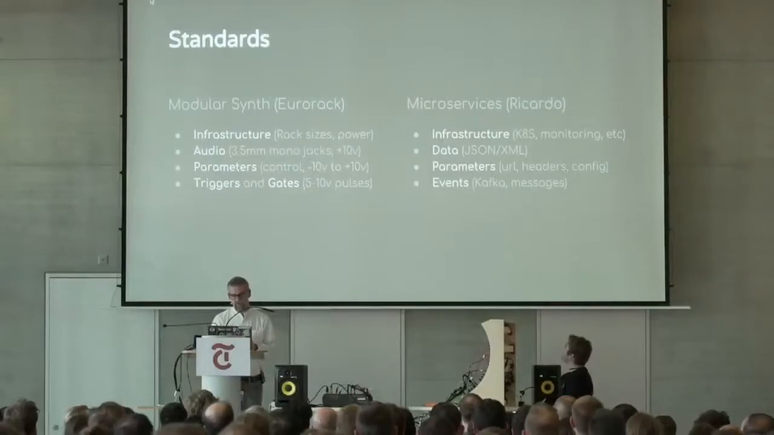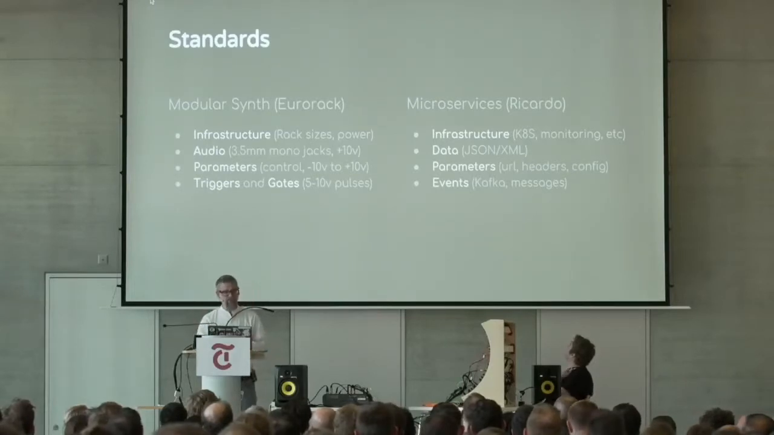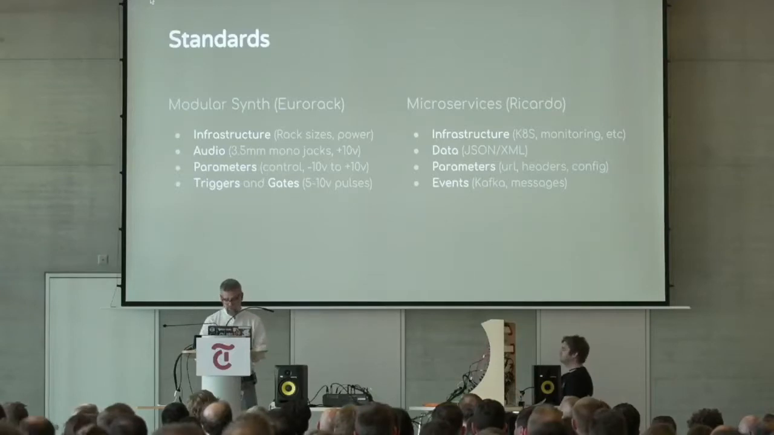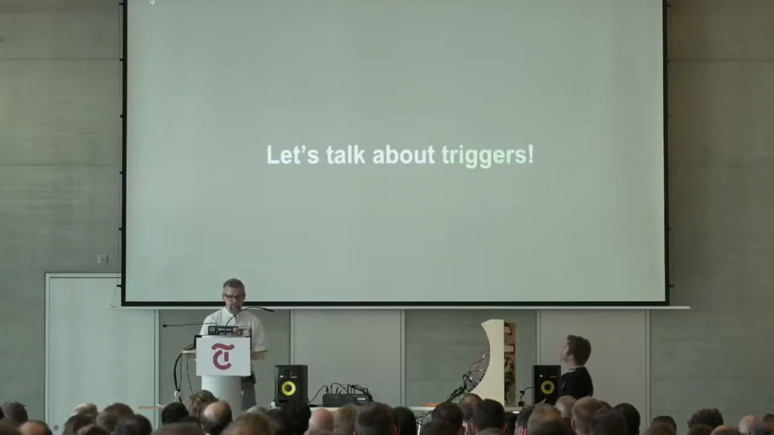Everything is compatible. If I look at microservices where we are with Ricardo, we've also got a standard going on here. It's our infrastructure, which is Kubernetes and the monitoring and the things around that. It's the data exchange, which is like the audio. It's the payload. We have parameters as well, which could be URL parameters in a service, or configuration in a file somewhere. And we have events. For us, a big part of our event-driven architecture is using Kafka and sending topics and channels and things like that. But let's talk about triggers for a second.